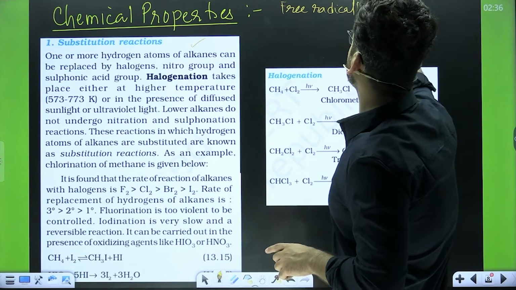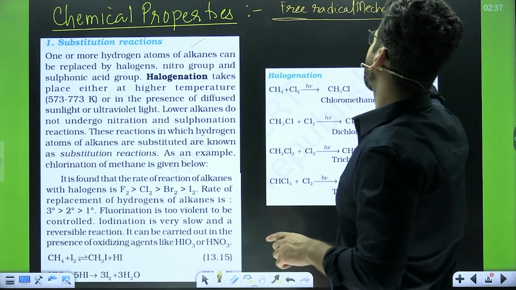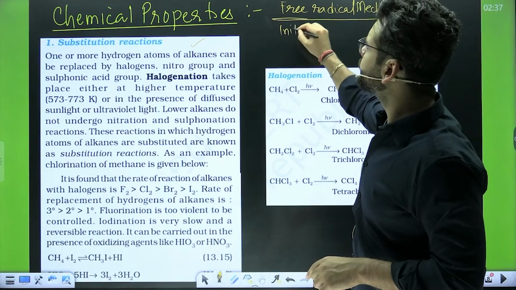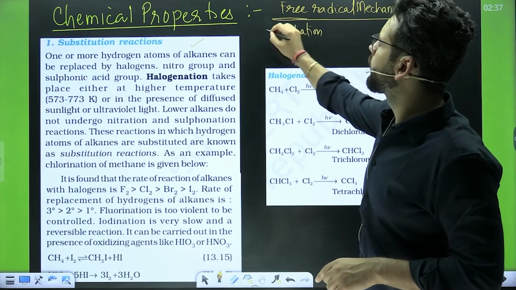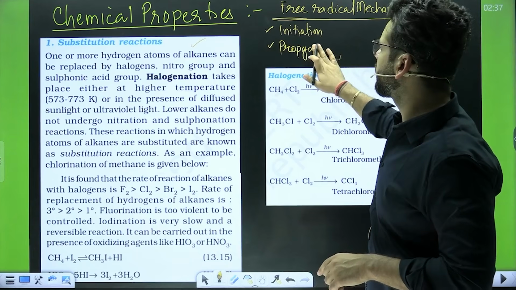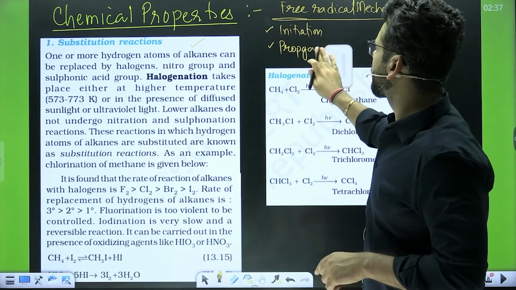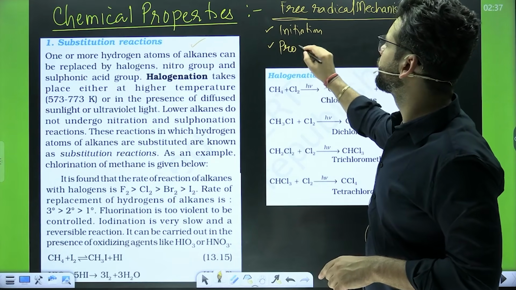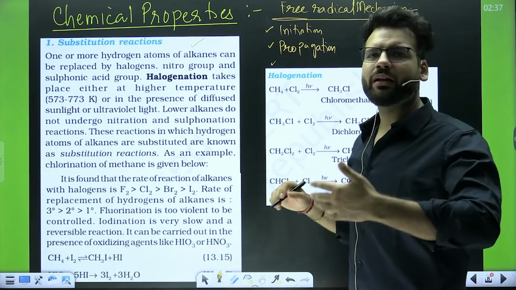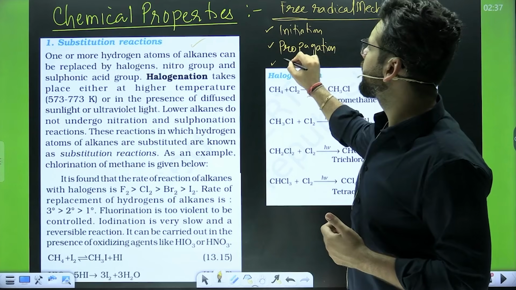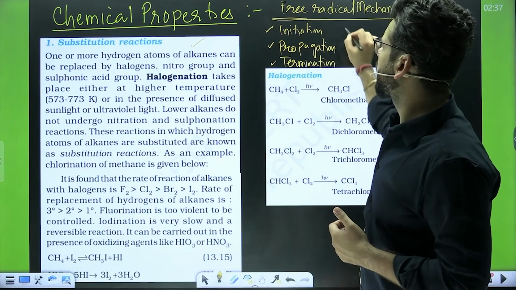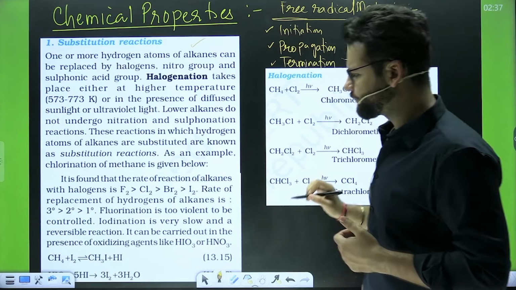Every free radical mechanism, all of you know, has 3 steps. Initiation, to start the reaction, propagation, to pass the radical from one molecule to another, and then termination. Okay, these are the 3 steps which are there.